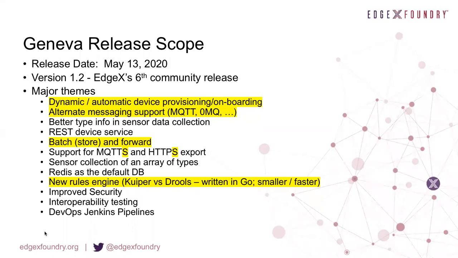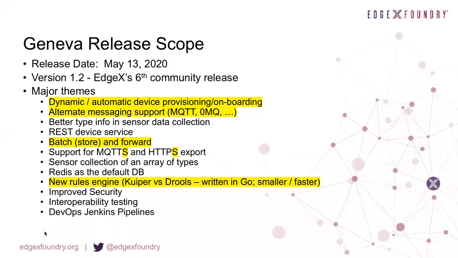We're replacing the rules engine. We've been using a Java-based rules engine. We're now using a Go-based Kuiper rules engine, which actually uses SQL to help configure it. And a couple of improvements in terms of things like security, interoperability testing has been improved, and we've improved our DevOps procedures to use a new tool called pipelines to help smooth out that process and make the turnaround of our artifacts a little bit quicker, smoother, and faster.